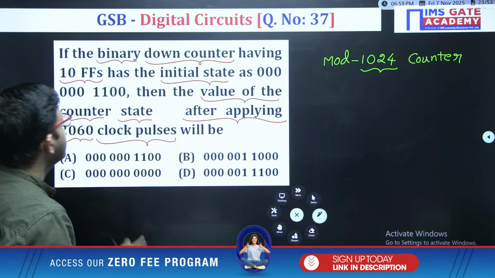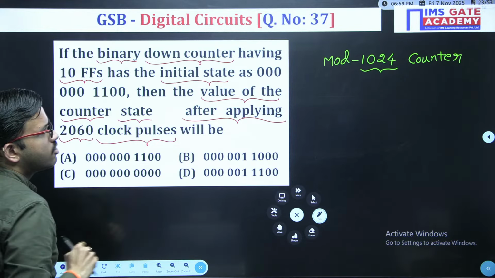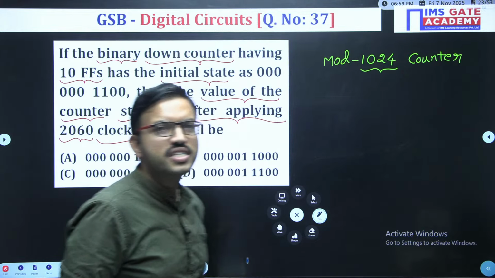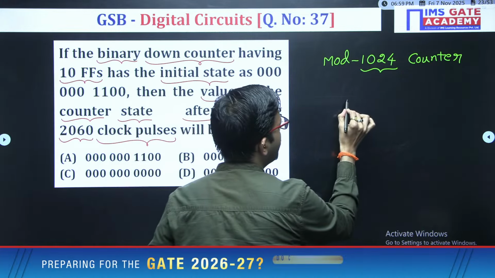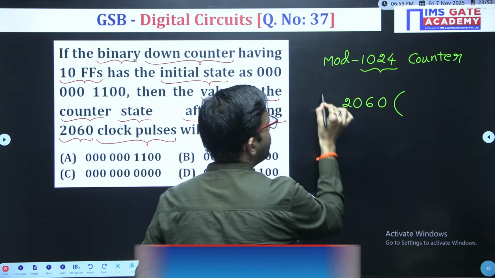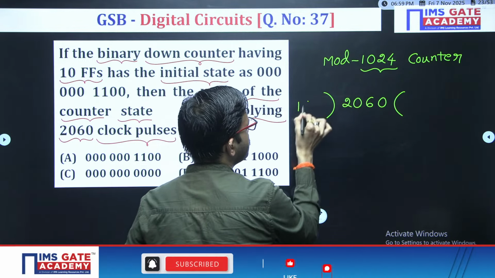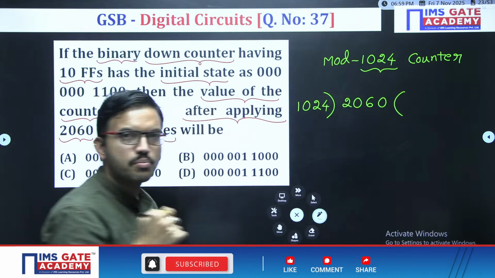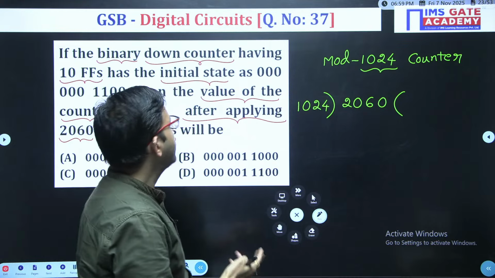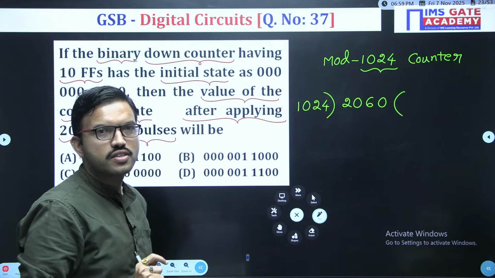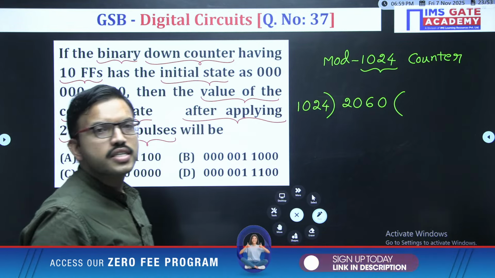Now, the question is: after applying 2060 clock pulses, what is the state? Hi Sumedha. So here you have to perform a modular division operation. Very simple. First and foremost, we understood that the given counter has mod value 1024, and since they're asking with respect to 2060 clock pulses, you have to perform modular division. That's all. Yes, very good, Suganya.